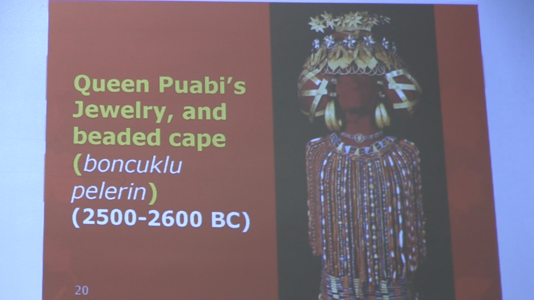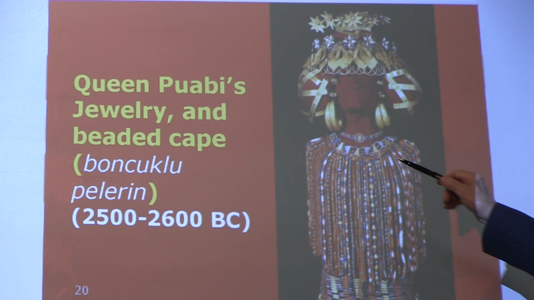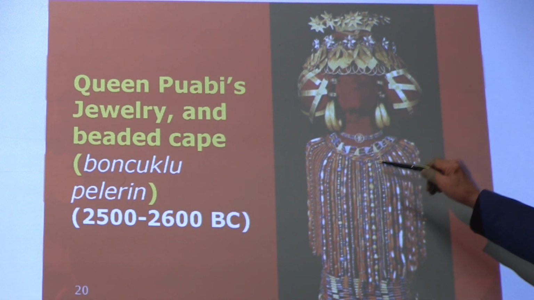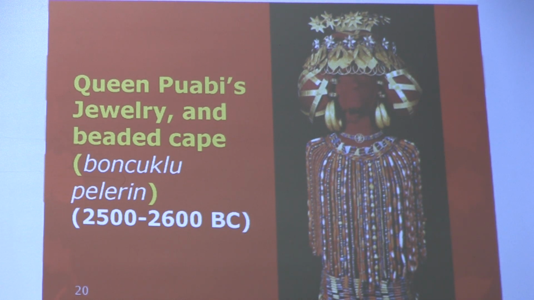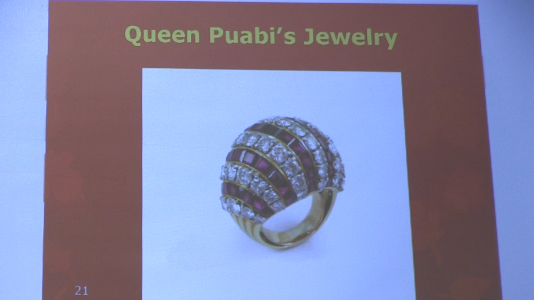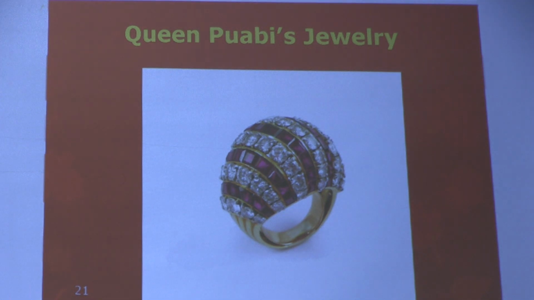Now, this is Queen Puabi. You can see that she has a beaded cape and a nice headdress, all made out of gold. There were hundreds of jewels in her tomb. This is one of her rings. Yani bugün piyasada olsa herhalde hanımların çoğu bunu beğenip alabilir.